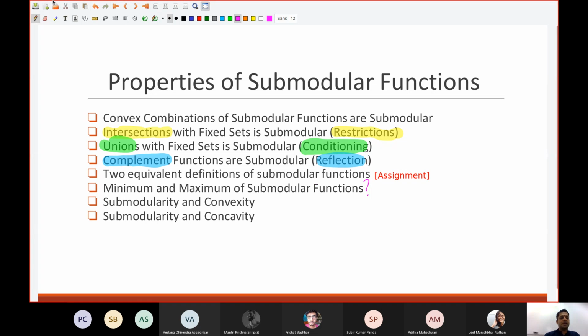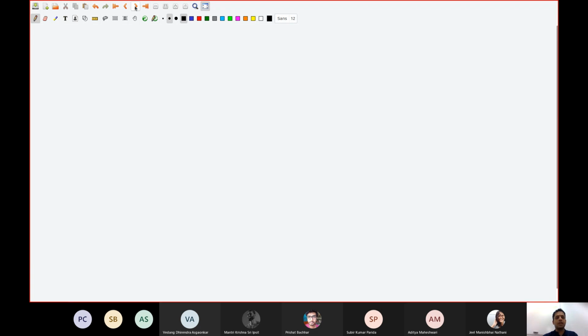Submodularity and convexity, and submodularity and concavity. In fact, we'll also do information gain, which I will be mentioning here. Submodular mutual information functions. Information functions, which may not always have the submodular property, but we'll see.